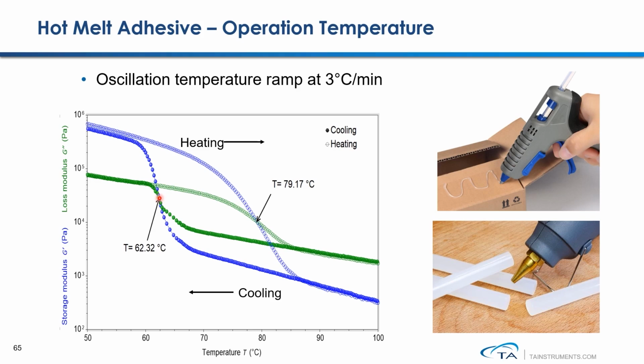After the sample is completely solidified, we then conduct a heating experiment with the same heating rate of 3 degrees C a minute. In this heating test, we can observe that in order to melt this adhesive, you need to reach a temperature of at least greater than 79 degrees C.